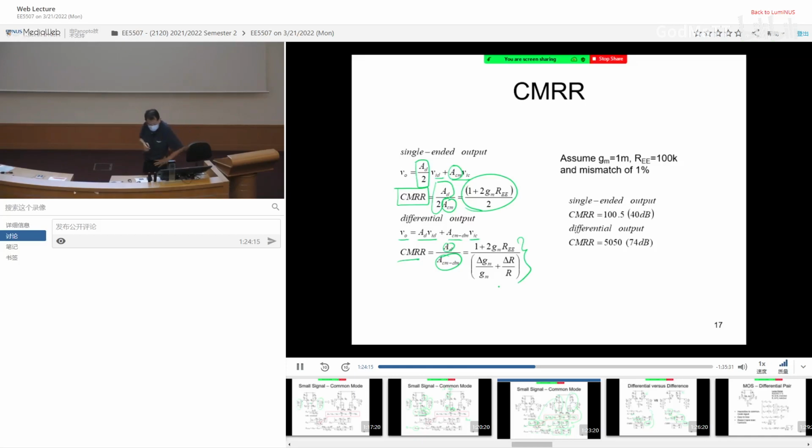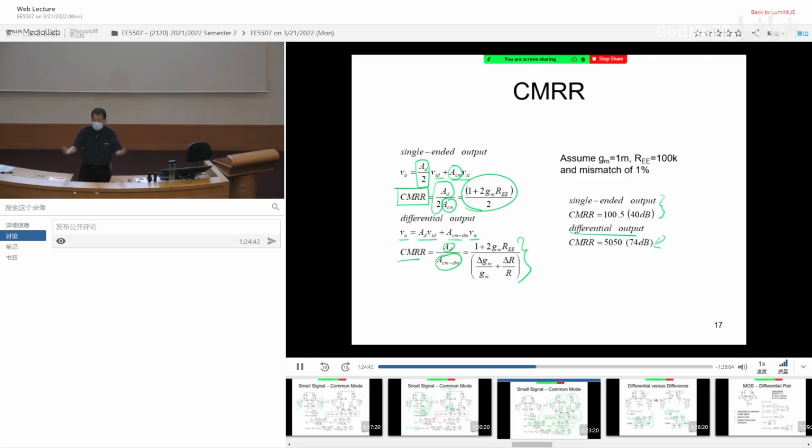You simply put in some value. So GM equals 1 milli, RE 100K, typical, and mismatch of 1%. You can see that single-ended output gives about 40 dB common mode rejection ratio. But the differential output actually gives 74 dB common mode rejection ratio. So that actually highlights to you the usefulness of differential circuit.